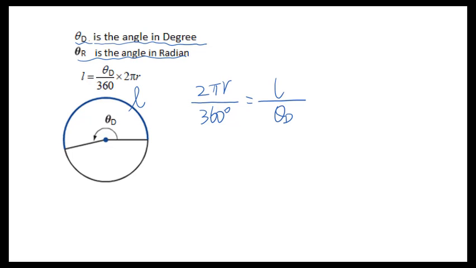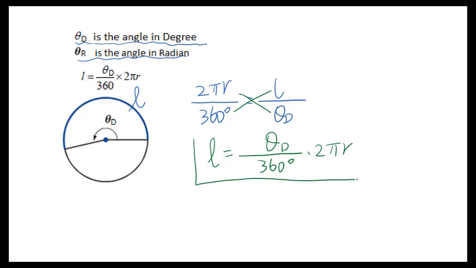Then you can do cross multiply. Same line go to denominator. So 360 degrees go to denominator. Then you have theta d times 2 pi r. This is the arc length when the central angle is in degrees. If we are given the angle in radian, then how do you figure out this arc length?